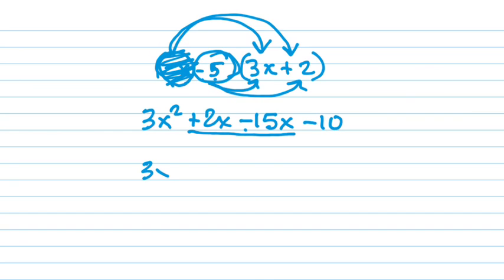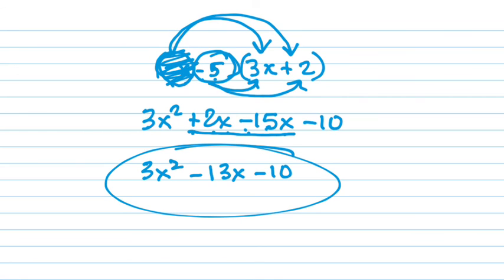So, bring down your 3x squared. What is positive 2x's minus 15x's going to give me? Negative 13x's. There you go. The signs are different, so you subtract and keep the sign of the larger one. And then bring down your negative 10. And there's your answer. Don't forget to bring down your negative 10.